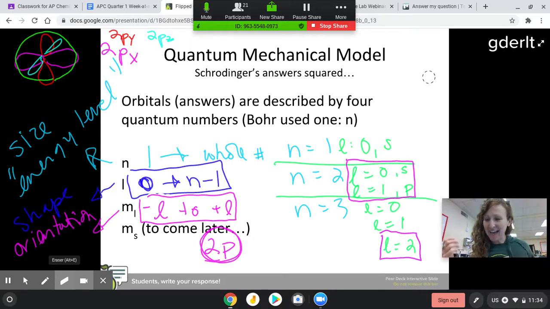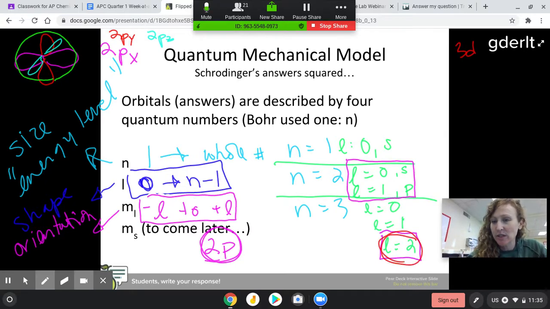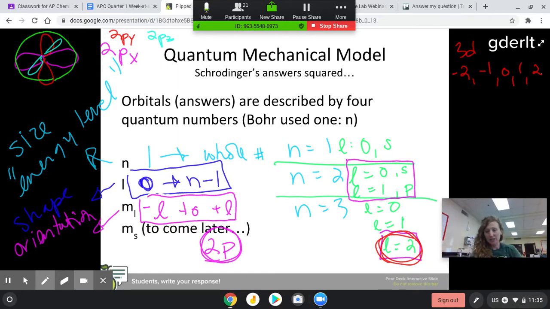Yes, 5. Yes, very good. You guys are getting this? Okay, so for 3D, your L is a 2, which means you can have anything from negative L to positive L. So -2, -1, 0, 1, 2. That would be 5 different orientations, right? So these orientations get a little crazy because we can't just have X, Y, Z, right? X, Y, Z would be 3 orientations. So these orientations just get a little more complicated. I'll tell you what they are, but you don't really need to be able to predict these.